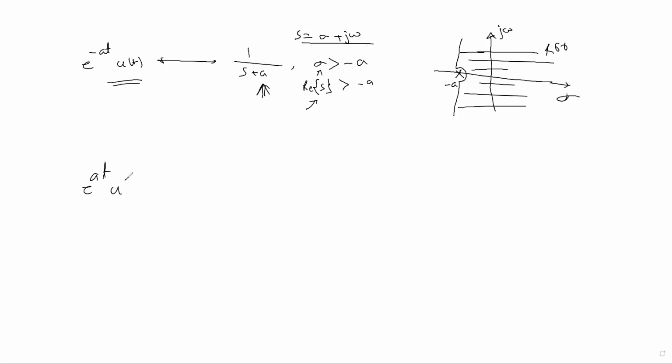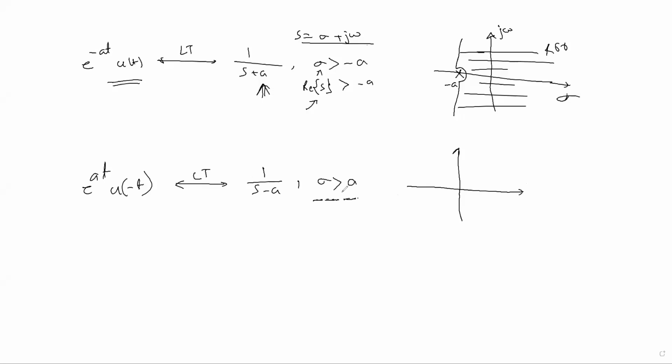And I have given some more ROCs related to different signals, like if the signal is minus e to the power minus a t times u of minus t. Here t is taken as minus t, which means a folded signal. So what will be the Laplace transform for this? The Laplace transform for this is nothing but 1 by s minus a. In this case sigma should be greater than a, and you can plot the ROC by looking at this condition.